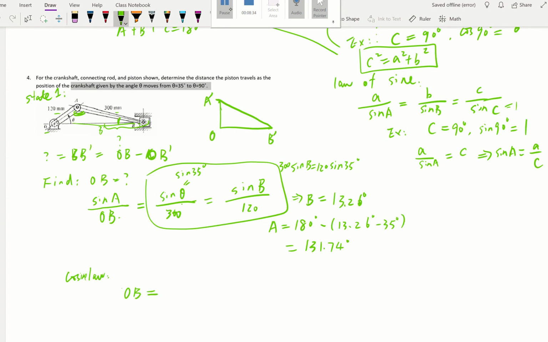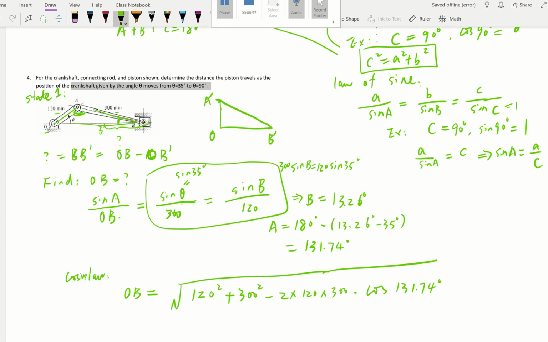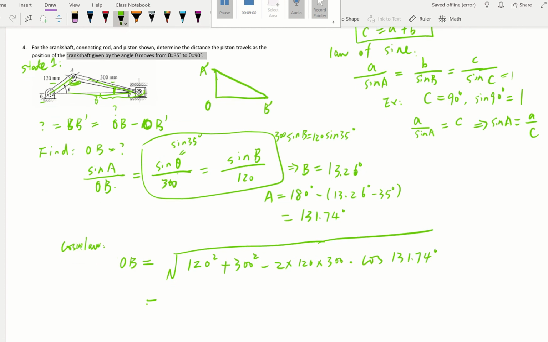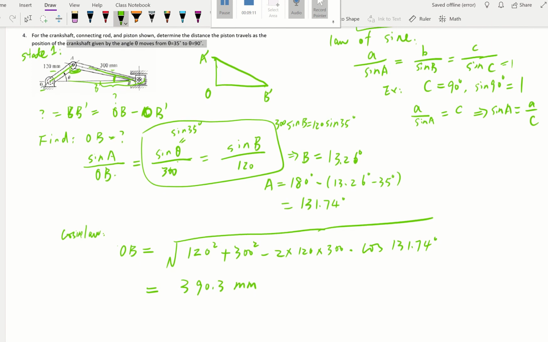Using the cosine law, OB squared is equal to, so I'm going to take a square root, 120 squared plus 300 squared minus 120 times 300, and times the cosine of the angle between them, which is angle A, 131.74. Then we get the third side length, which is OB. Let's take a look at what we have. The calculator gives us 390.3 millimeter. That's our OB.